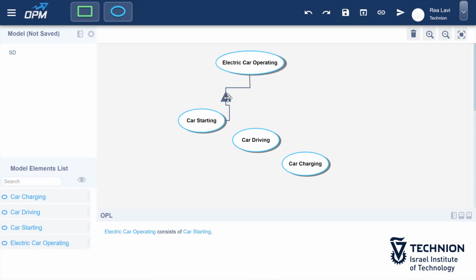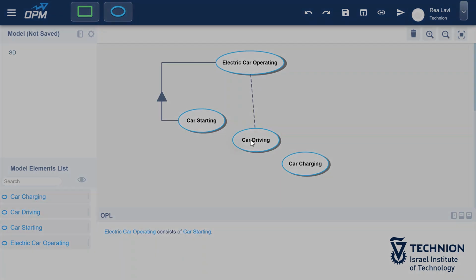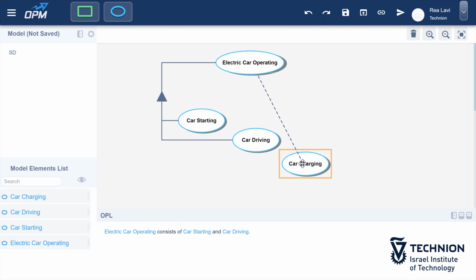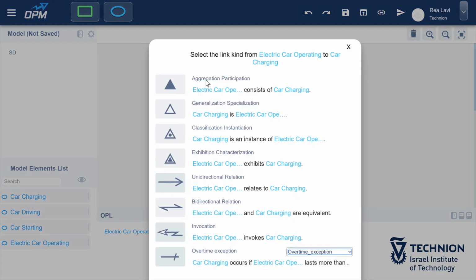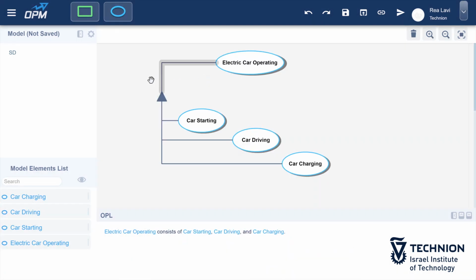Here, we also received a hierarchical structure, but unlike the model we created for objects, here the hierarchy is not complex. It is simply one process composed of three parts below it. Notice the sentence formed at the bottom of the screen. Car operating consists of car starting, car driving, and car charging.